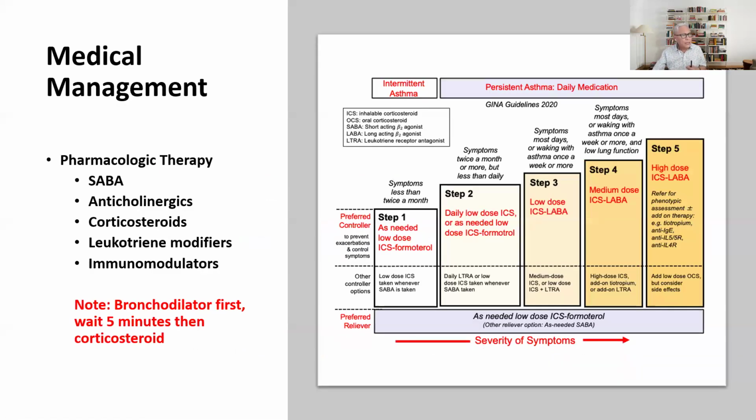So the treatment of asthma involves several pharmacologic interventions, and the pharmacologic interventions are going to be of several kinds. And the first one are going to be your SABAs, and SABAs are known as short-acting beta-2 agonists.